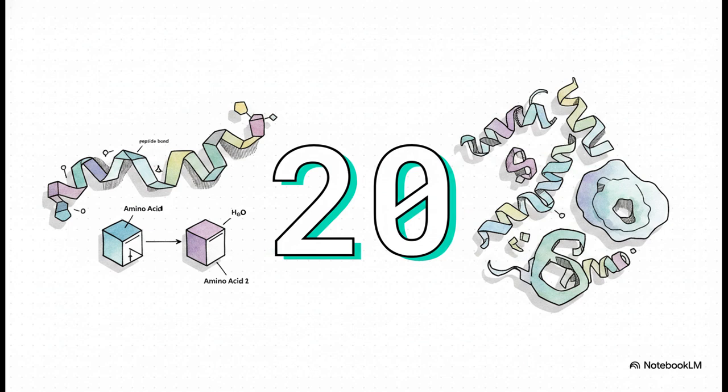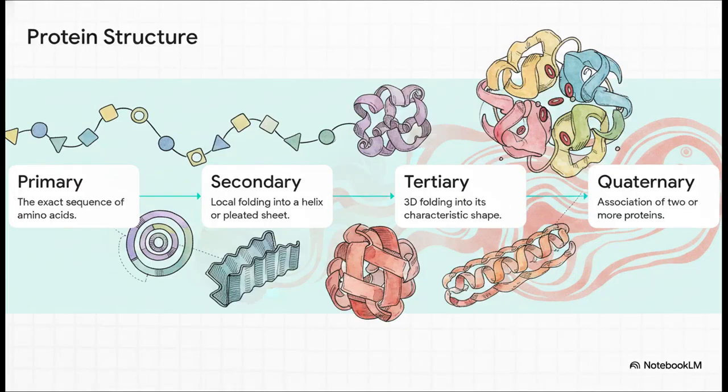Using that exact same dehydration reaction we talked about earlier, your cells just snap amino acids together with strong peptide bonds to create these massive long polypeptide chains. But as you might guess, a long floppy string of amino acids doesn't actually do much on its own. To become a working machine, it has to fold.